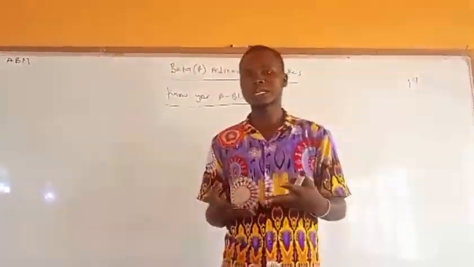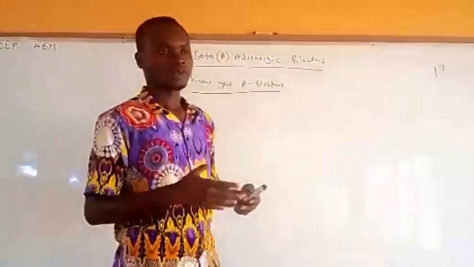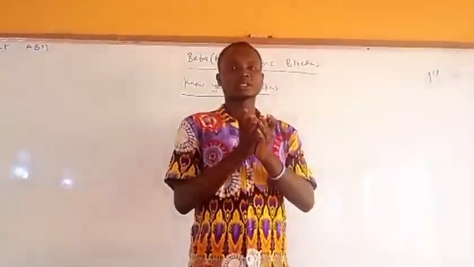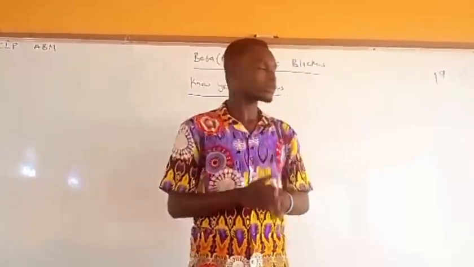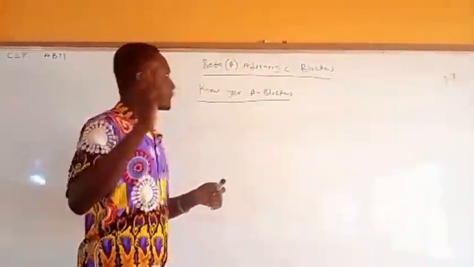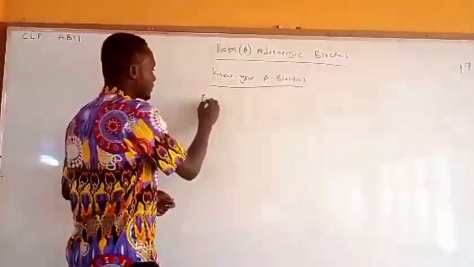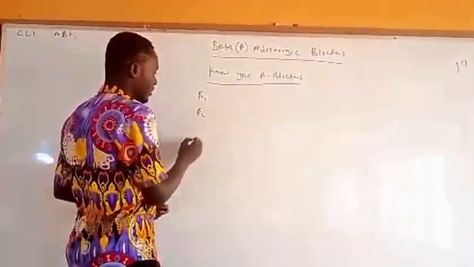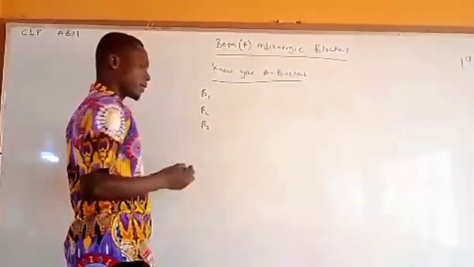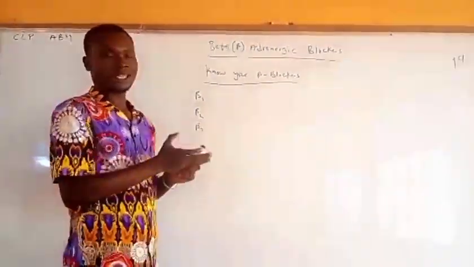Today, we are going to be looking at what? Beta adrenergic blockers. I just want you to know your beta blockers and what they do. Now, we have three beta receptors in our body: the beta1 receptor, beta2 receptor, and the beta3 receptor. But our focus will be on the first two, beta1 and beta2.